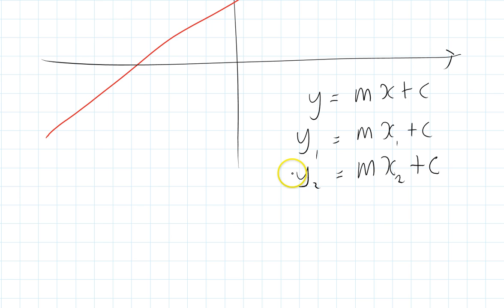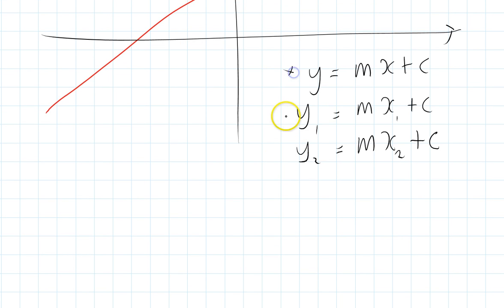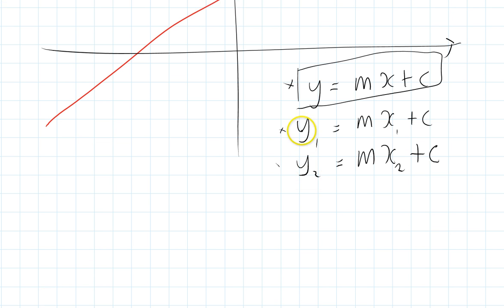This is the case for any point on the line, and these are the 2 points I'm interested in. Okay. What I'm going to do is to subtract that one from this one.